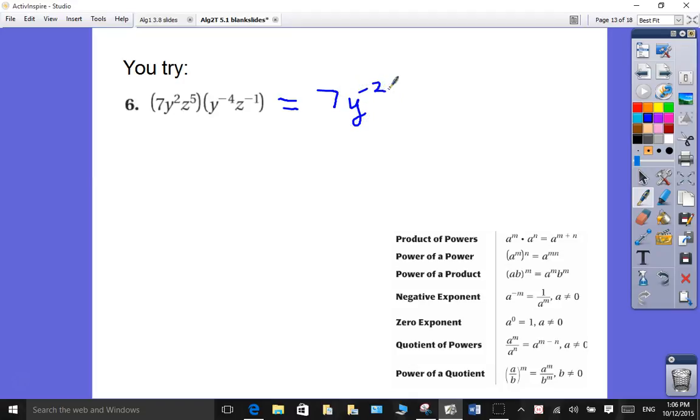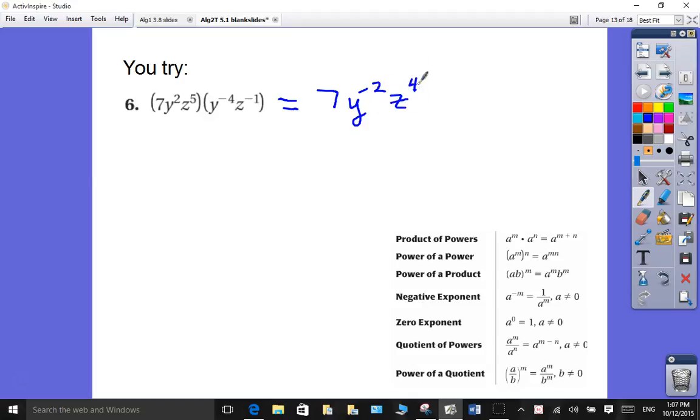Okay, how about z to the 5th times z to the negative 1? Another product of powers, so you add them up. 5 plus negative 1. Would you say that, Nathan? Z to the 4th.